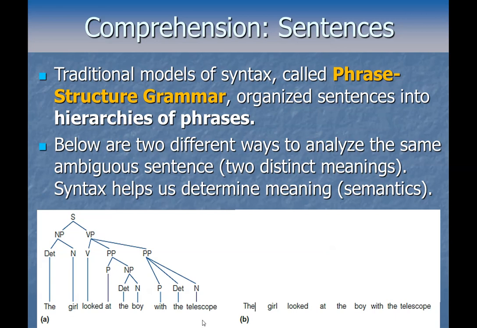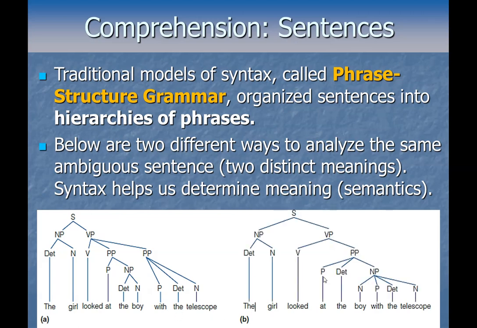And then how is she doing that? With the telescope. That is one way of interpreting it. In this interpretation, if we break it down like this, this is the interpretation where the girl has the telescope. However, other people's brains, in an ambiguous sentence, may jump to this other totally valid phrase structure mapping for that same set of words.